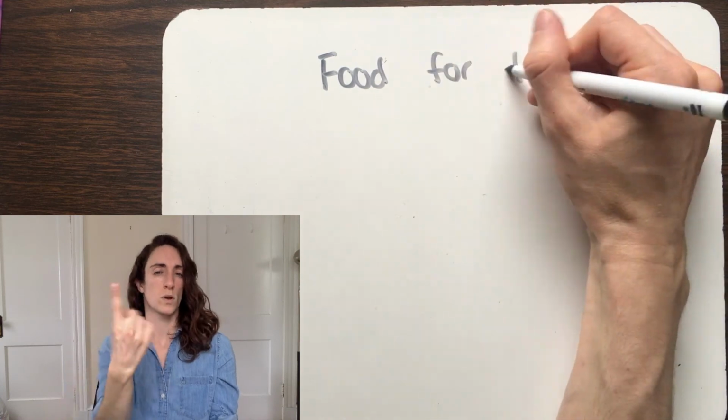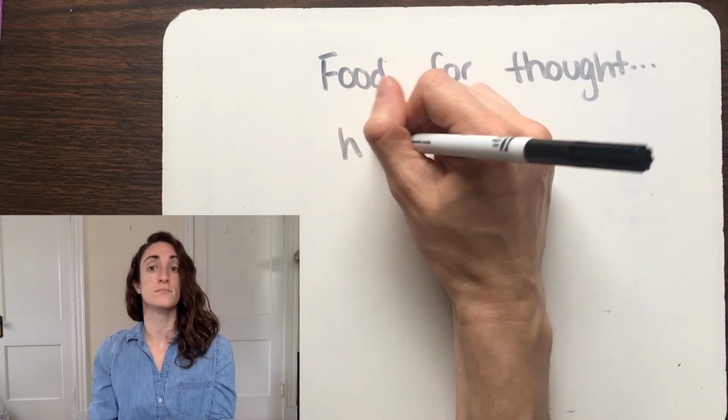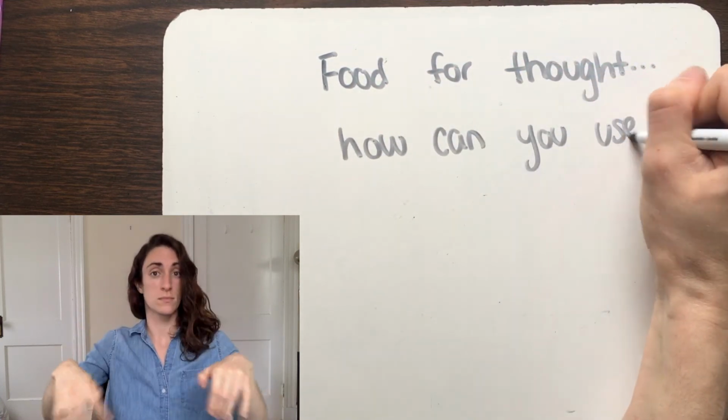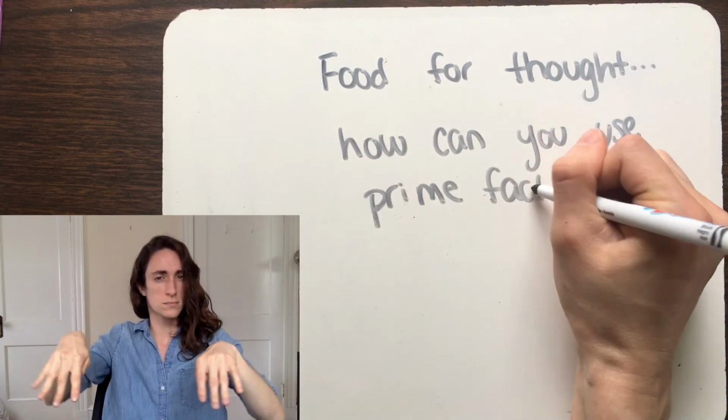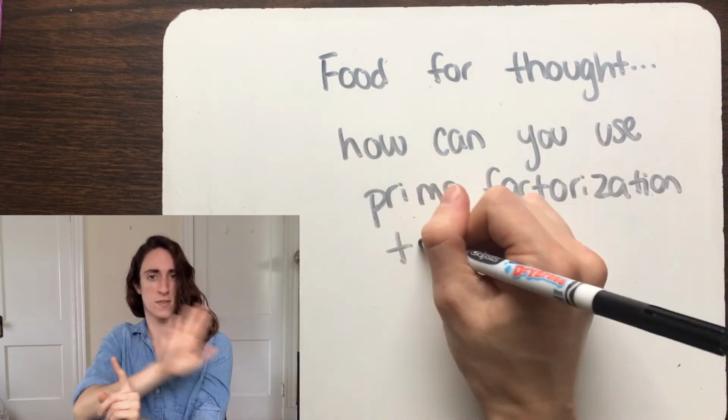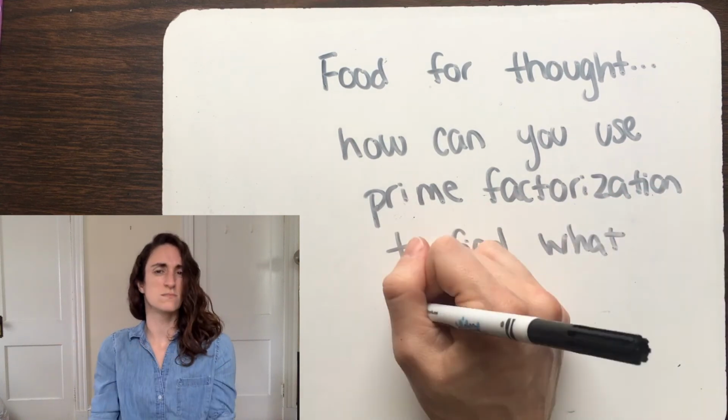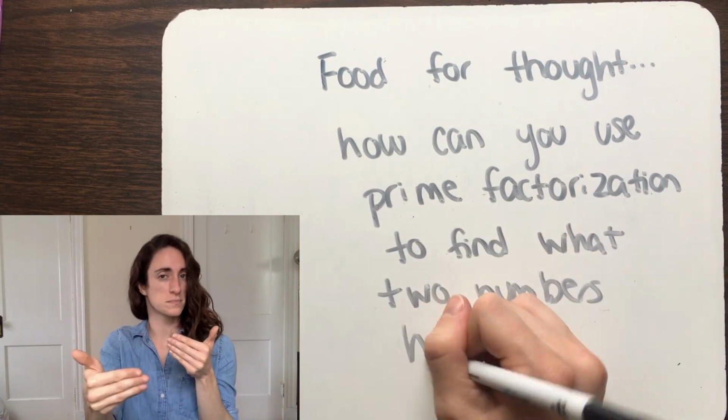Before we close, I want to put a question out there for you to think about. Now you've seen how to find the prime factorization of a number. How can you use that prime factorization to compare numbers and see how they're similar and how they're different? Keep an eye out for my next video if you're curious to find out.